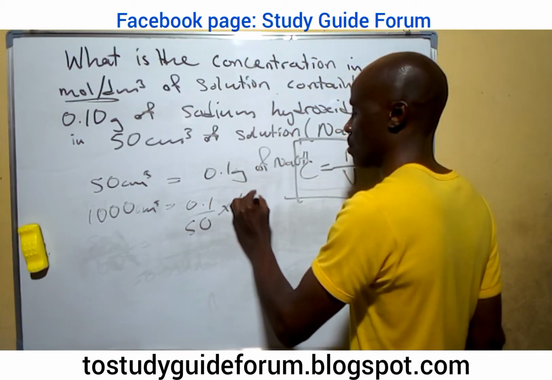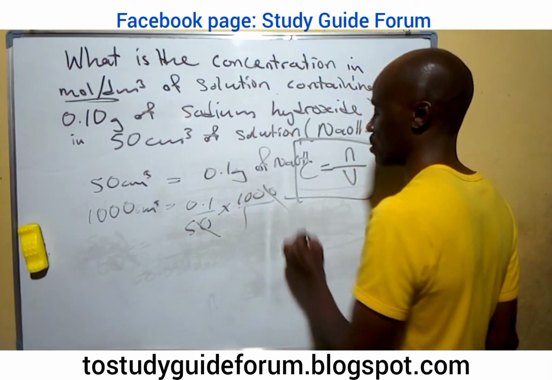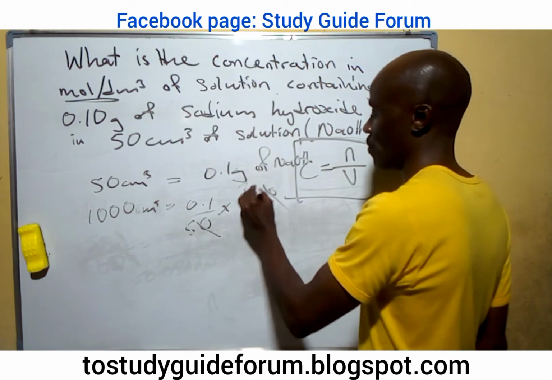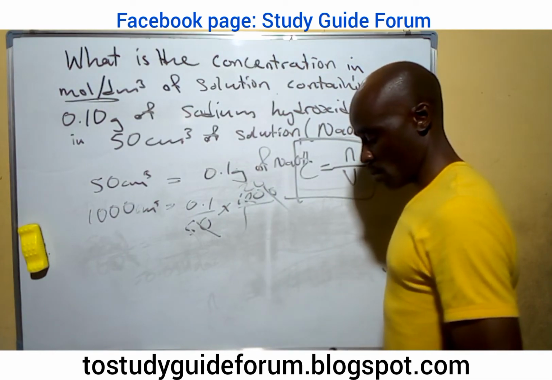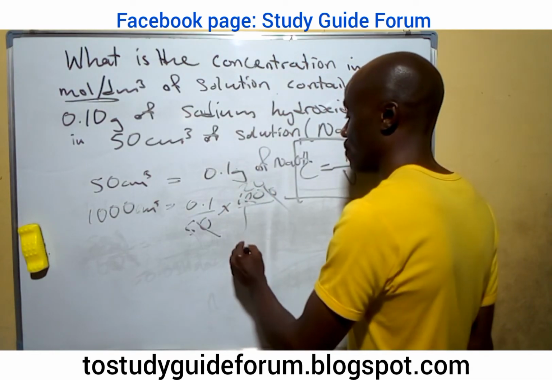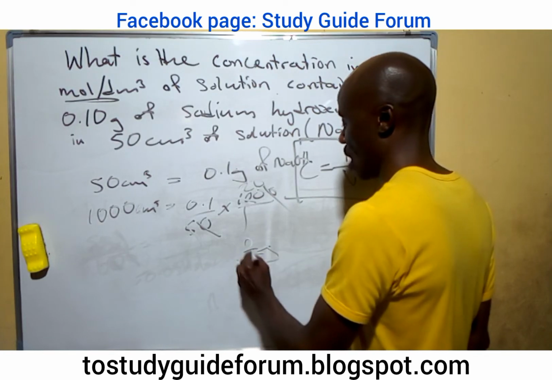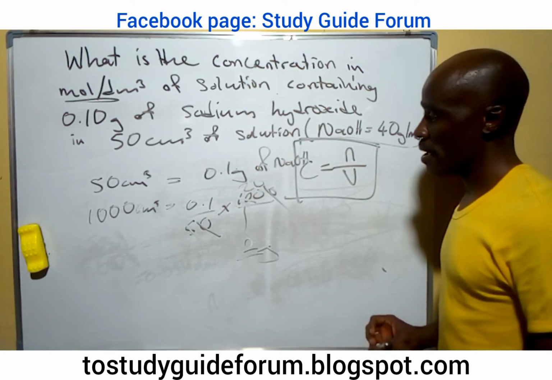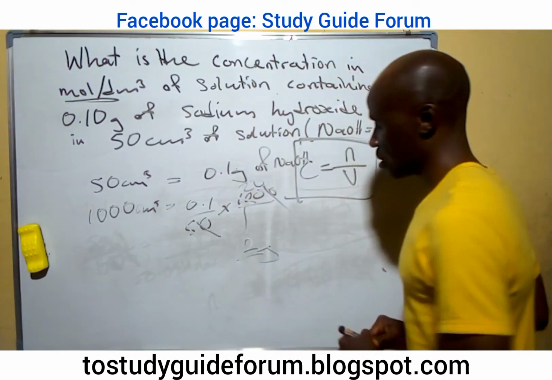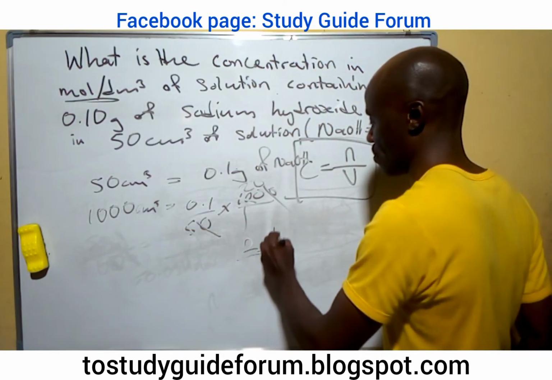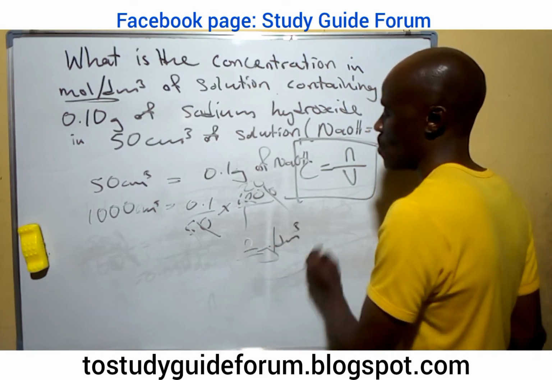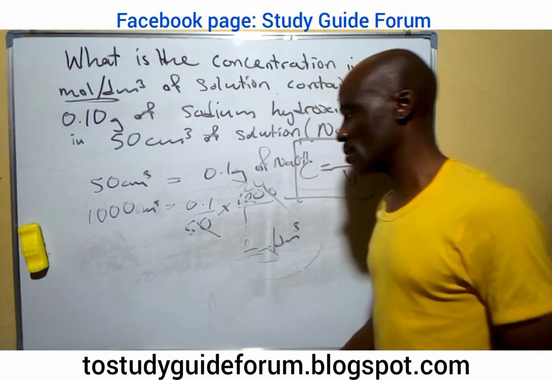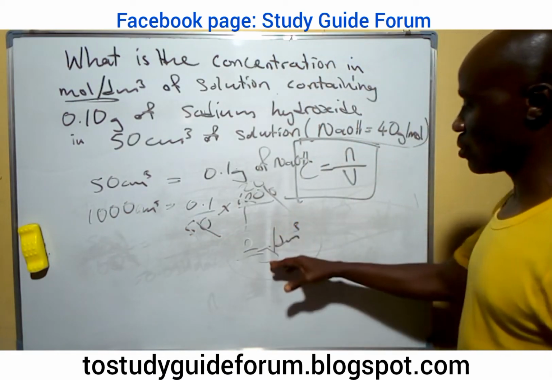0.1 times 1000 over 50. We'll cancel out, and what we have there should be 2 grams. That is 2 grams in 1000 cm cube. That is to say 2 grams per dm cube. That's what we can call this now. We say 2 grams is contained in 1000 cm cube. That means 2 grams per dm cube.